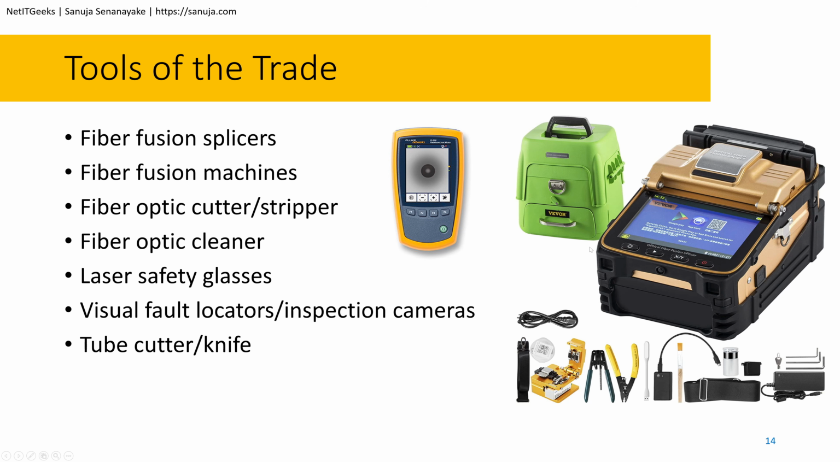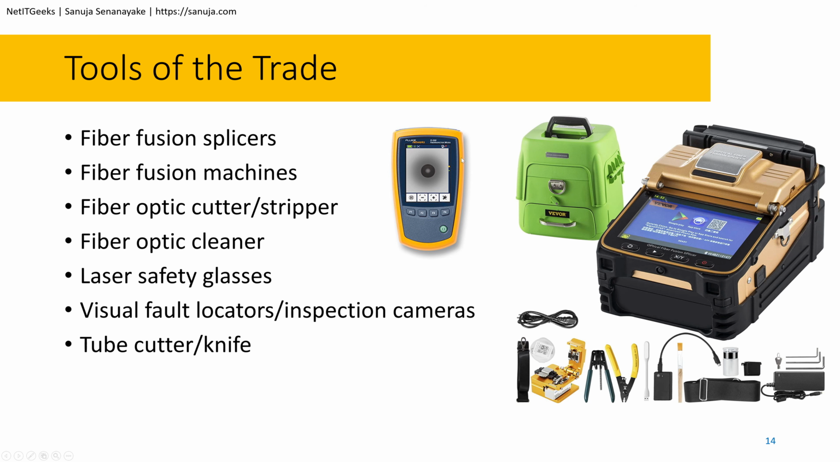So for example, this is a fiber fusion machine, and these are really expensive, sometimes like $10,000. You use this to put two cut fiber cables together and fuse them together, and you will need this type of equipment as shown here to work with it.